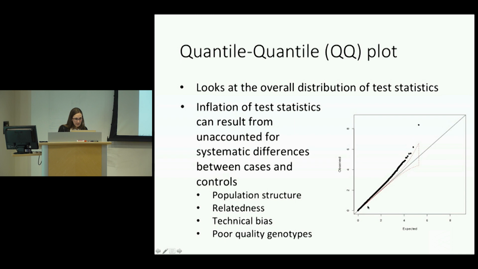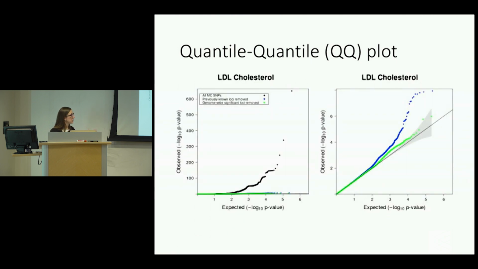In this plot here, you can see that I have some systematic inflation in my test statistics, right? It's deviating off the line much earlier than expected, and this could result from unaccounted systematic differences between cases and controls. It could be due to population structure. It could be due to unaccounted-for relatedness, technical bias, or poor quality genotypes. So when you have something that looks like this, you need to look into it further to determine what's going on.